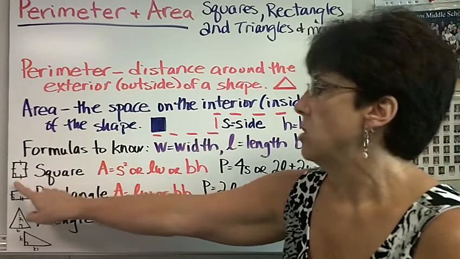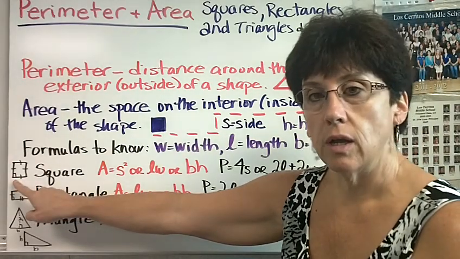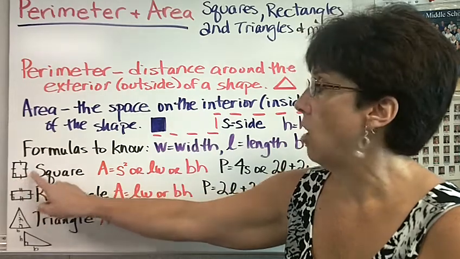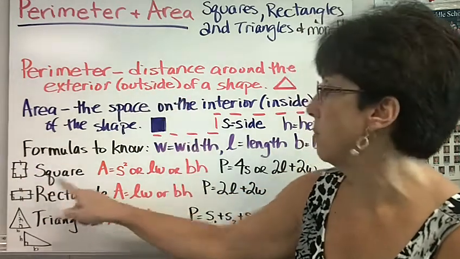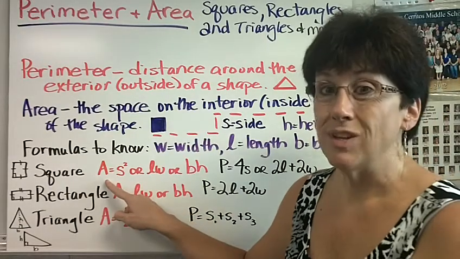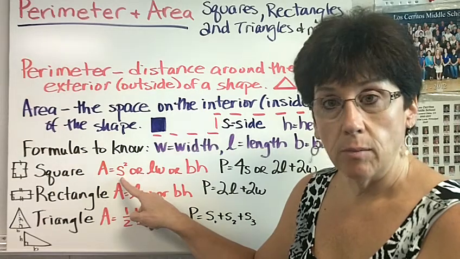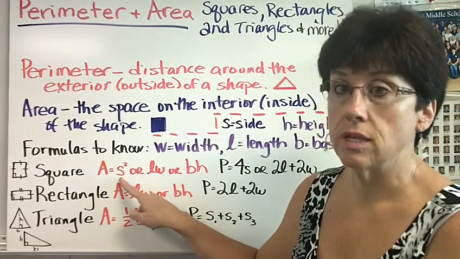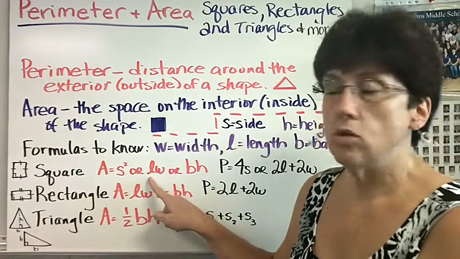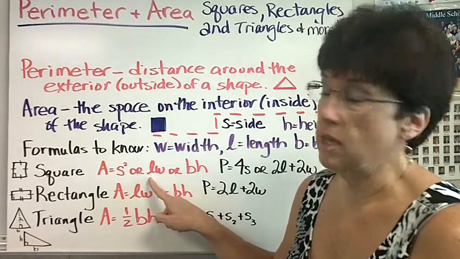All right, square. You can tell this is a square because this is the indicator for a 90-degree angle, and all 4 sides are the same because they each have the same little tick mark on them. The area can be written 3 different ways. Because the sides are the same, you could say the area is the side times the side, or side squared. But you could also go back to length times width, even though they're the same.